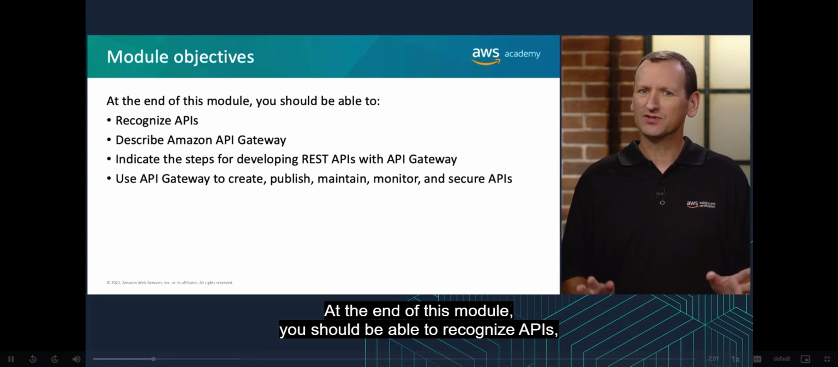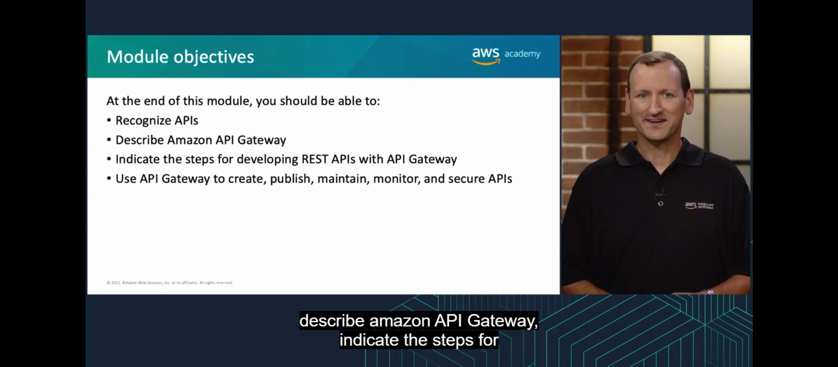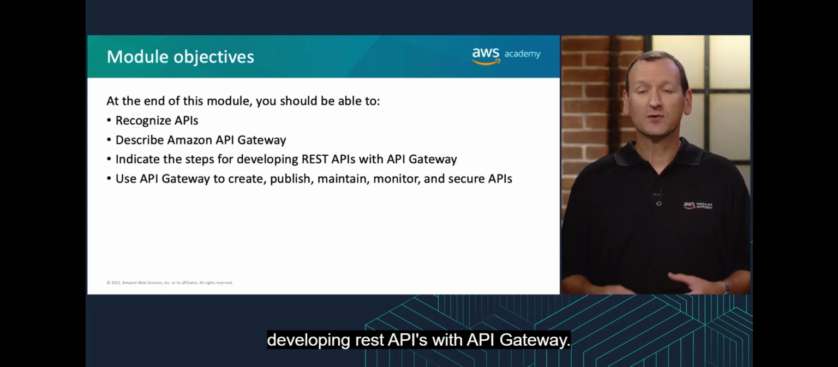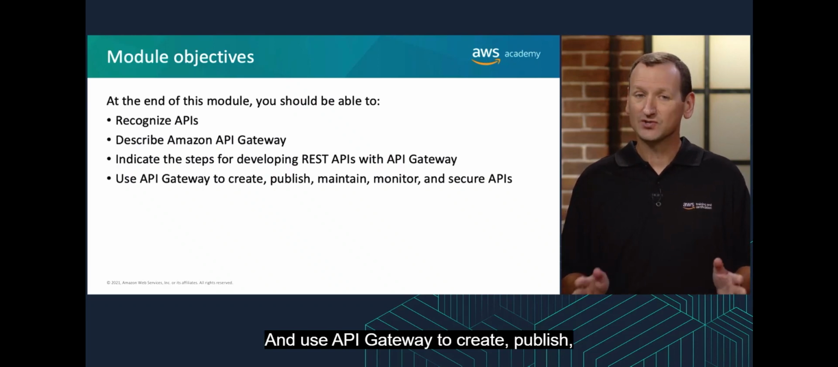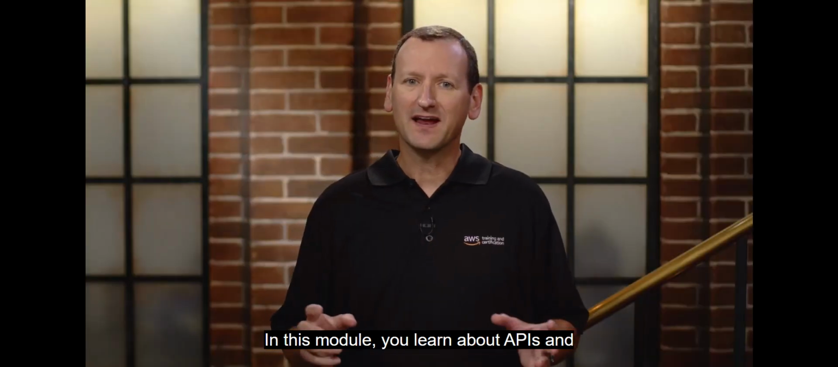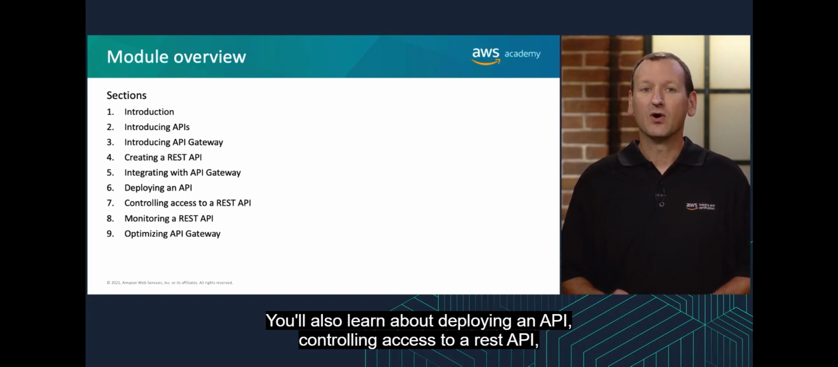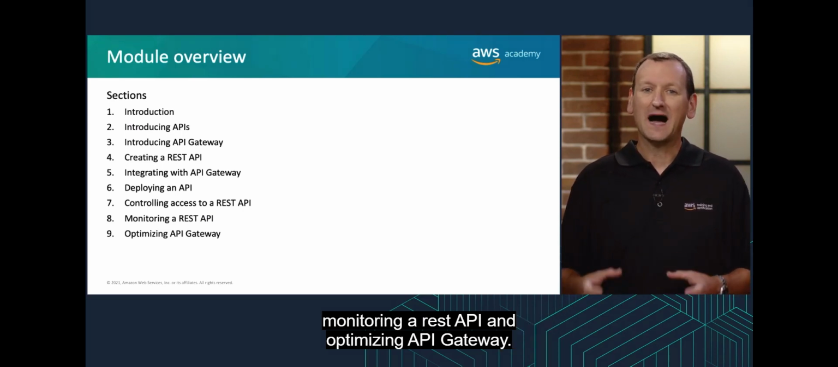At the end of this module, you should be able to recognize APIs, describe Amazon API Gateway, indicate the steps for developing REST APIs with API Gateway, and use API Gateway to create, publish, maintain, monitor, and secure APIs. In this module, you'll learn about APIs and API Gateway, creating a REST API, and integrating with API Gateway. You'll also learn about deploying an API, controlling access to a REST API, monitoring a REST API, and optimizing API Gateway.